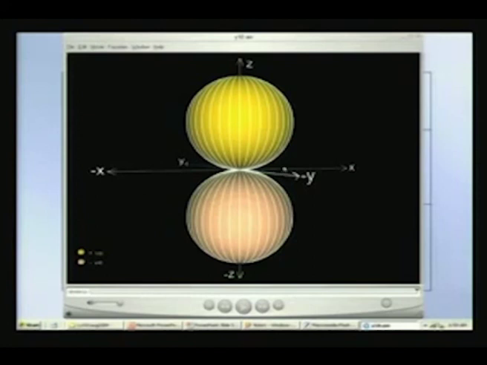Cos theta leads to an orbital which looks exactly like the px orbital or the py orbital, except that now it is along the z axis. Since it is independent of phi, cos theta from 0 to 90 keeps this as a positive lobe, and theta 91 to 180 is the negative lobe. So again 2 lobes are there, plus and minus, and the pz orbital looks identical to the px orbital or the py orbital, except that now it is along the z axis.